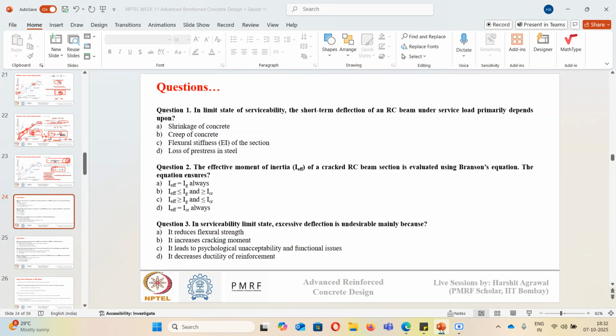So first question is, in limit state of serviceability, the short-term deflection of an RC beam under service load primarily depends upon which factor? So when we are talking about short-term deflection, which factor contributes?